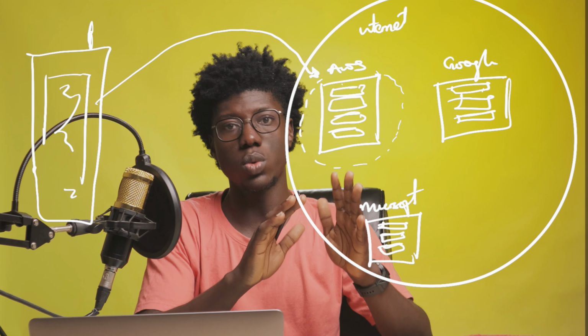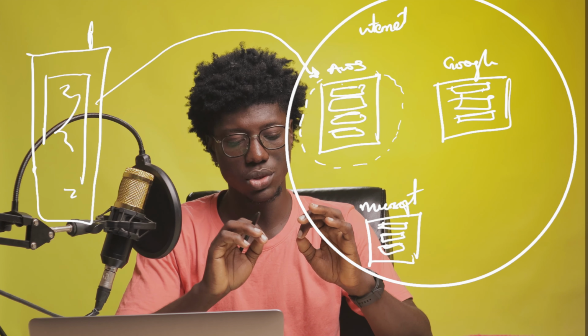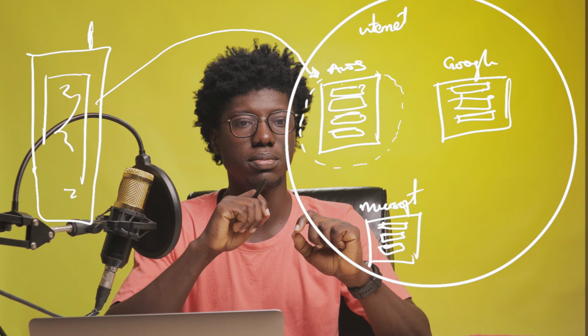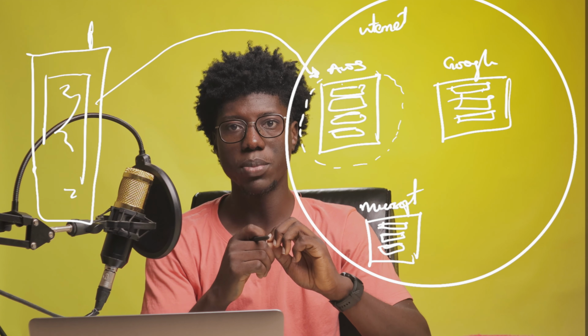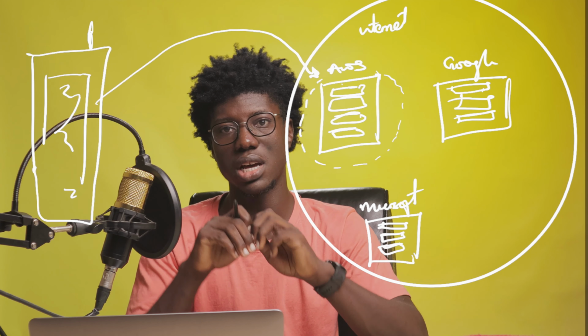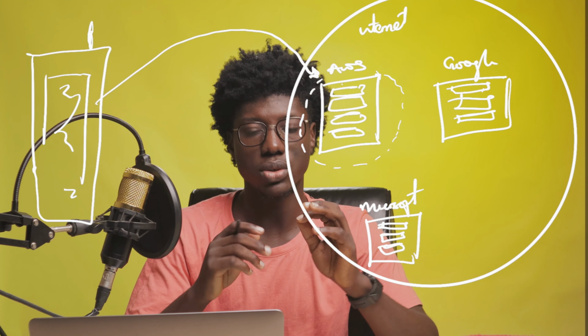But how do you store names? How do you store my age? These are not files, right? These are complex. These are data types. These are abstract data types, right? How do you store it?